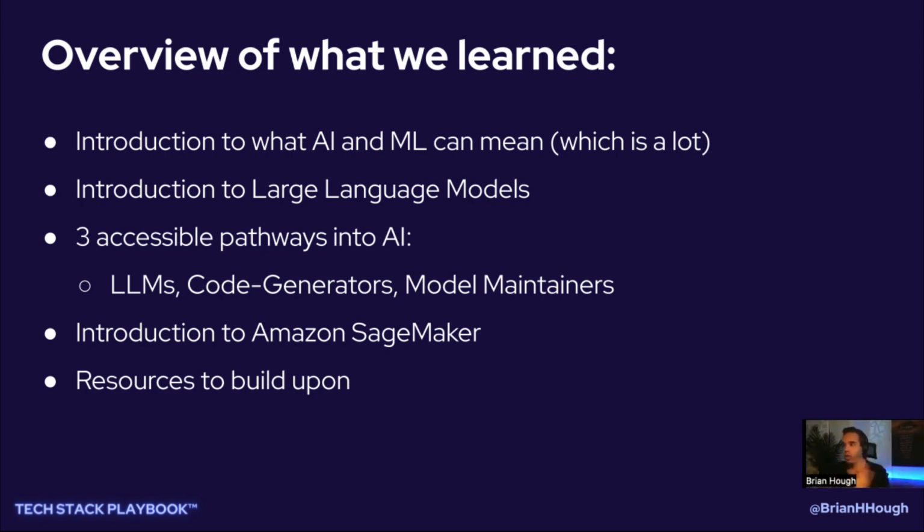Just to quickly go over this, because we went through a lot. We went through an introduction to what AI and ML can mean, which is a lot of things. We also talked about an introduction to large language models, so ChatGPT, Hugging Face, Hugging Chat, and then Google Bard. And we also went through three accessible pathways into AI, starting with large language models, code generators like Amazon CodeWhisperer, and then model maintainers like Amazon SageMaker.